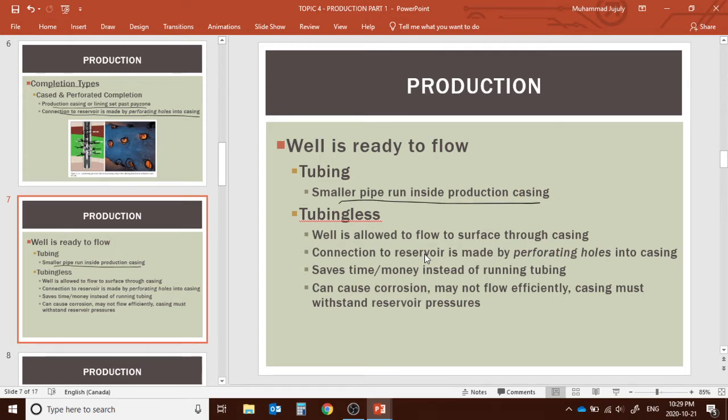And what it does actually, it's the connection to the reservoir. I mean, with tubingless, the connection to the reservoir is made by perforating holes into the casing, and it saves time and money instead of running the tubes, okay. So now tubingless is way more popular than the tubing actually, okay. Now it could create corrosion, right, but there are so many other advantages, okay. So we use that, and for that reason we take preventive measures for the corrosion, okay.